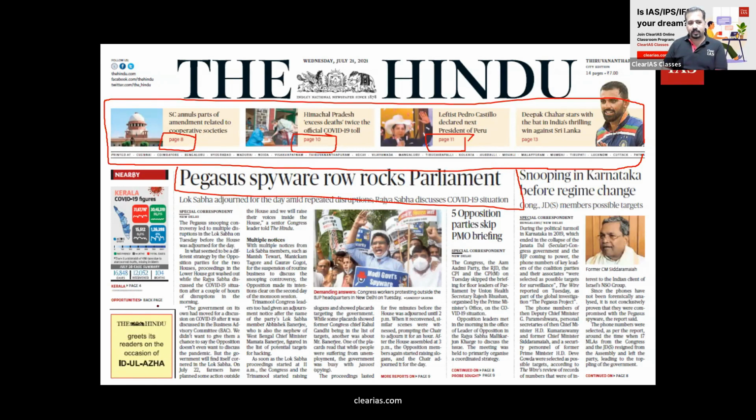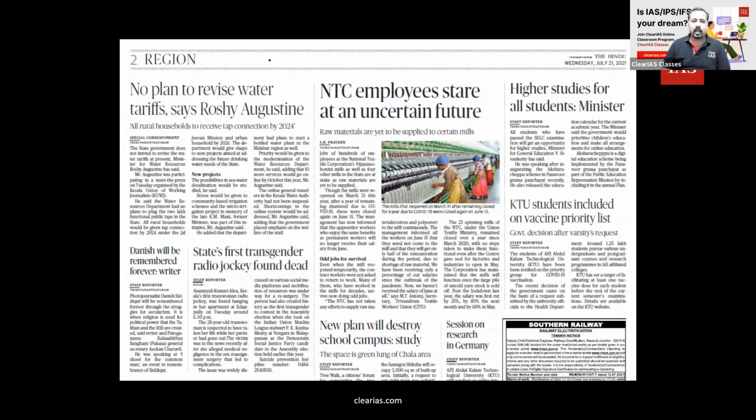After a quick reading of the first page, you should go to the second page. But the second page is something of a low priority.